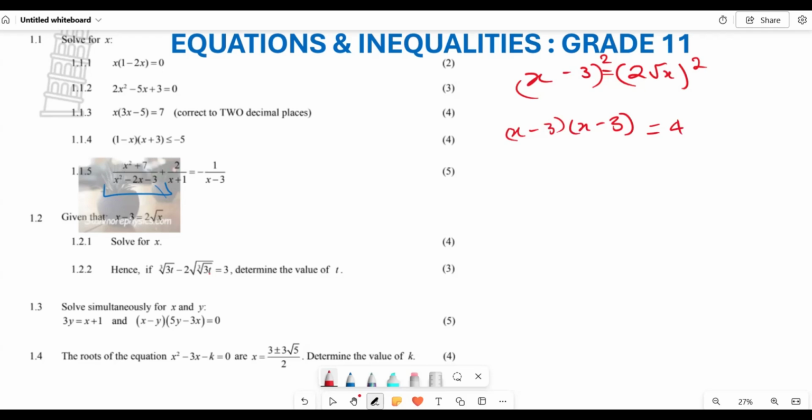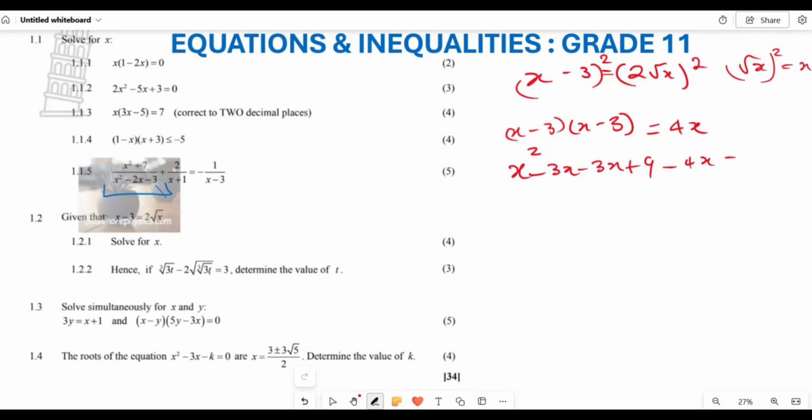And then the square root of x, when you are squaring it, root of x squared is the same as x, which means this is going to be multiplied by x. Can you see that here we are having multiplied by 4x now? And from here, x multiplied by x is x squared, and x multiplied by 3 is negative 3x, and negative 3 multiplied by x is negative 3x again. Then negative and negative is positive 9, minus 4x is equal to 0. And now from here, we are going to collect our like terms.